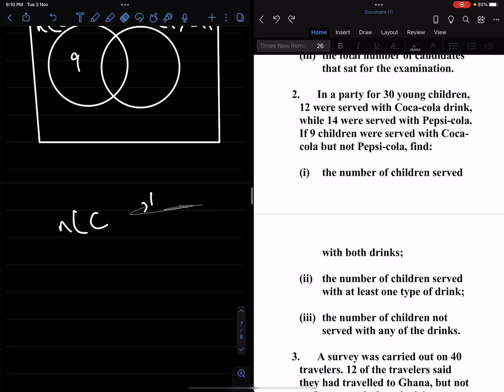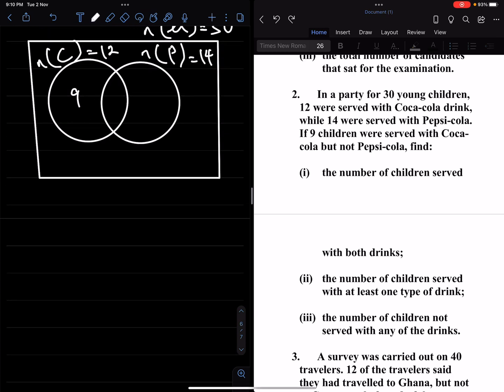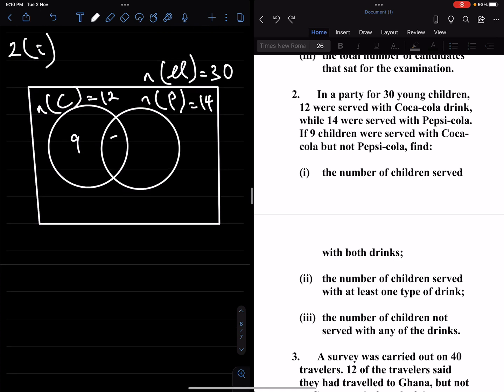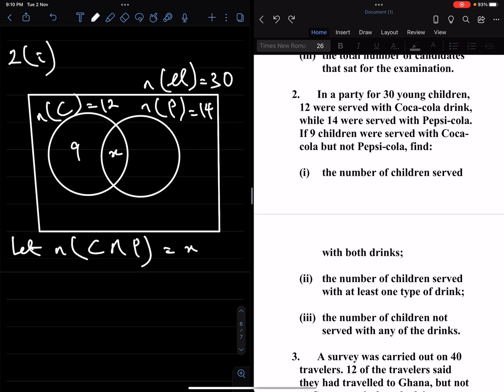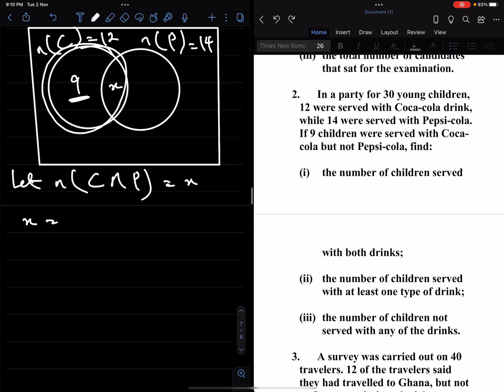Now they are saying we should find the number of children served with both drinks. That is this place, which is what is common to the 2 sets. That means the people here drank the 2 drinks, were served with the 2 drinks. So I'm going to say let the number of students who were served with both drinks, which is the same as the set C intersection P, be equal to X. That means this place is X. So if I want to find X, I already know that the whole of this is 12 and this is 9. That means 12 minus 9 is what will give me X. So X equals 12 minus 9, and that's 3.